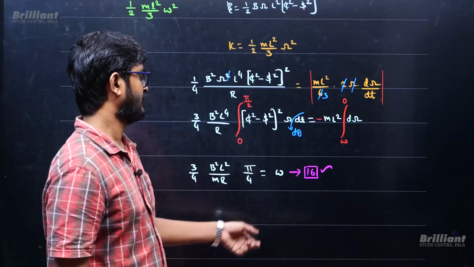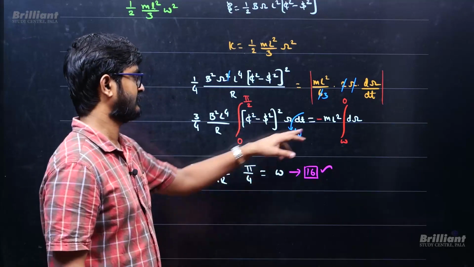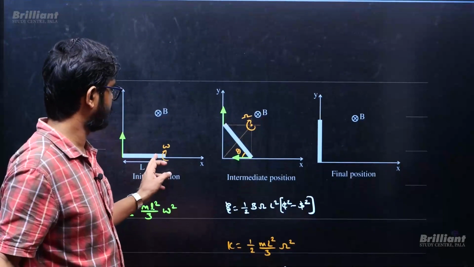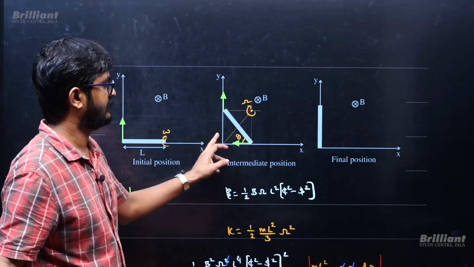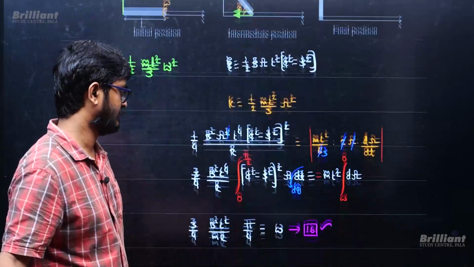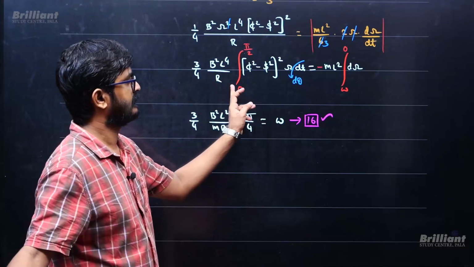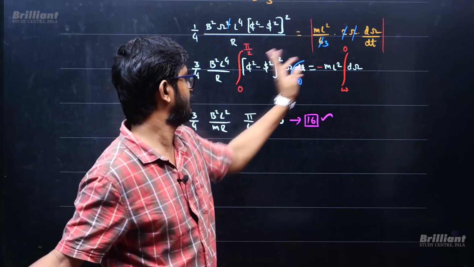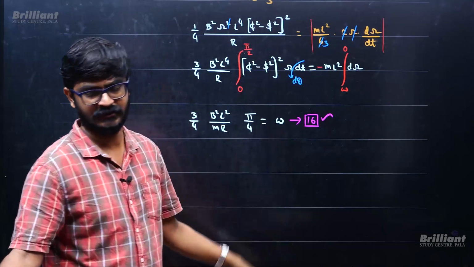Yeah, so it's only about integration. You do the integration. When theta was 0, initial situation, omega is initial omega. When theta is pi by 2, omega is 0. So when you solve for it, you will be getting the required answer.